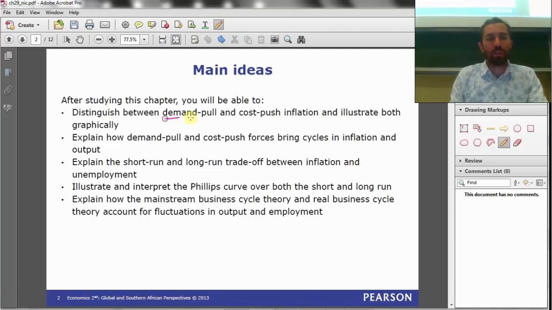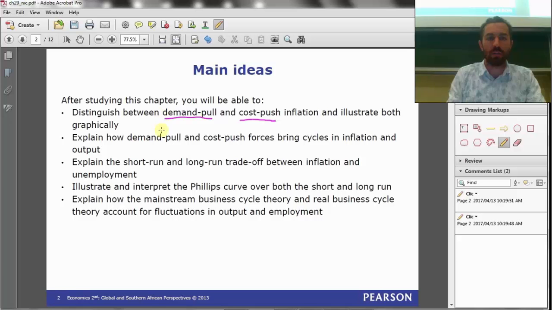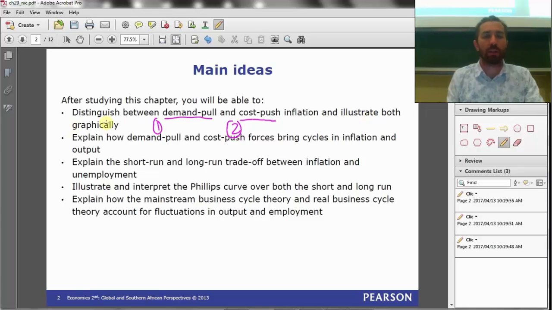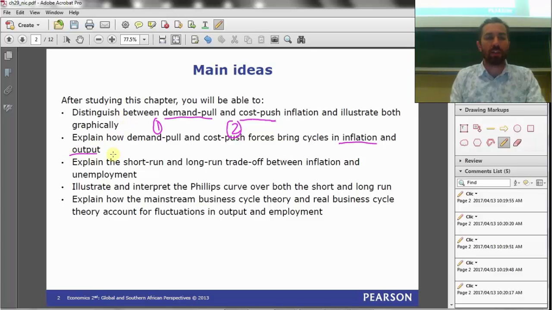Distinguish between demand pull and cost push inflation. So two different types of inflation. One, demand pull, two, cost push. We're going to illustrate both of these. We'll show them diagrammatically, in other words, graphically. We're going to explain how these occur, so how demand pull and cost push forces bring cycles in inflation and output. Okay, so we'll show how cost push and demand pull inflation occur and the link between that inflation and output, and we'll see how that's connected to our idea of a cycle.